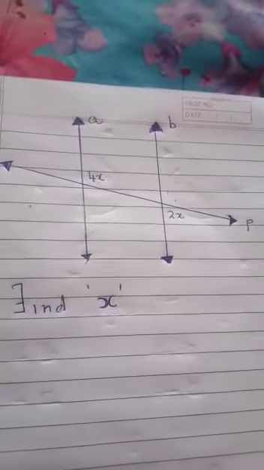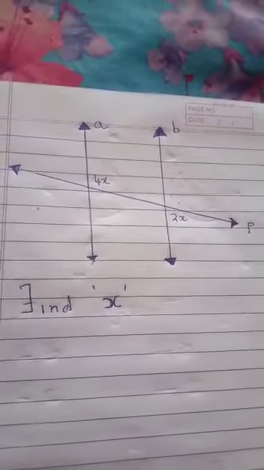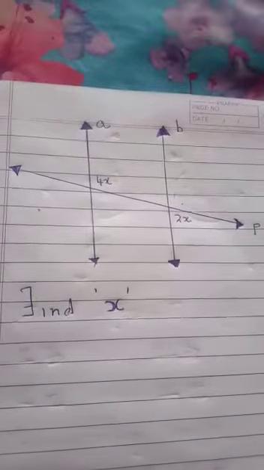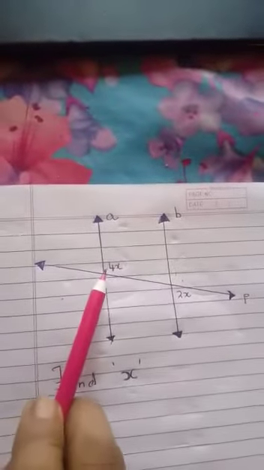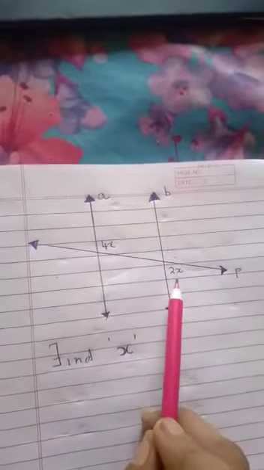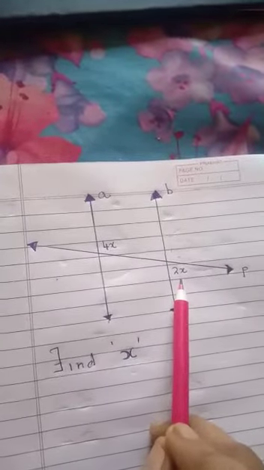Sum number 2. In the figure shown, line P is the transversal. Line A is parallel to line B. We have to find out what is x. Now two angles are marked. One angle is 4x and the other one is marked as 2x. Now we have to find the value of x.